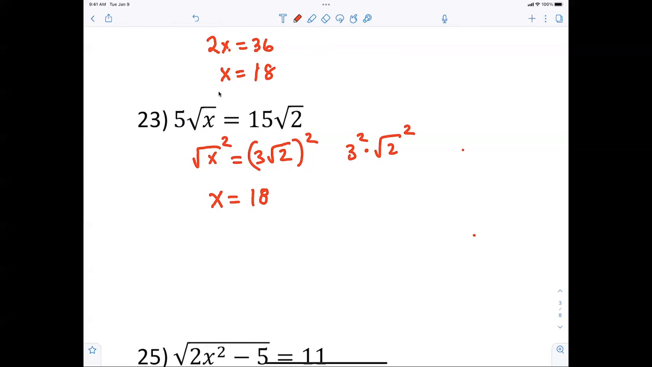Now, some of you didn't know how to do that on the test or on the quiz yesterday. So you understand now, right? You're squaring them individually. 3 squared is 9. Square root of 2 squared is 2. 9 times 2 is 18. All right, super important.